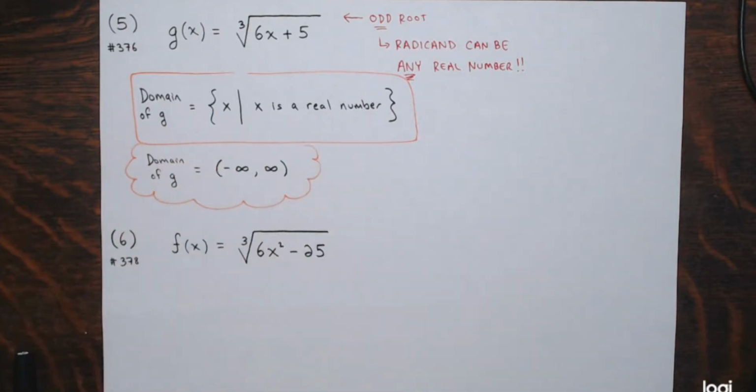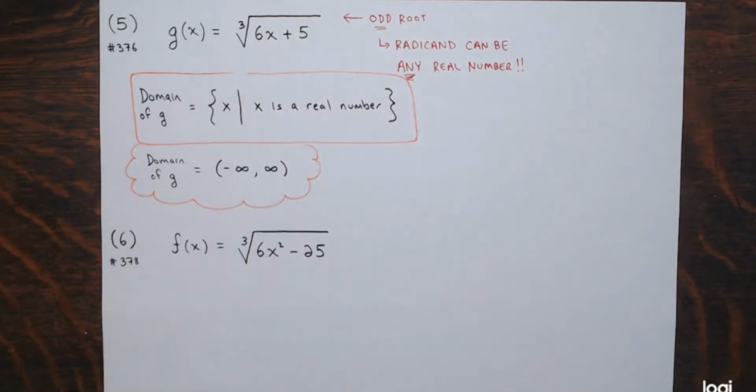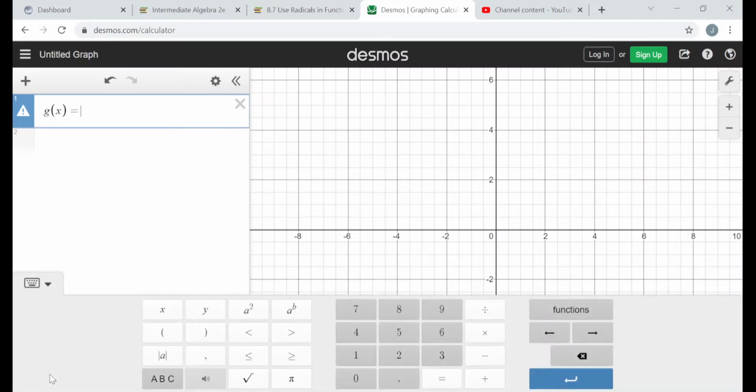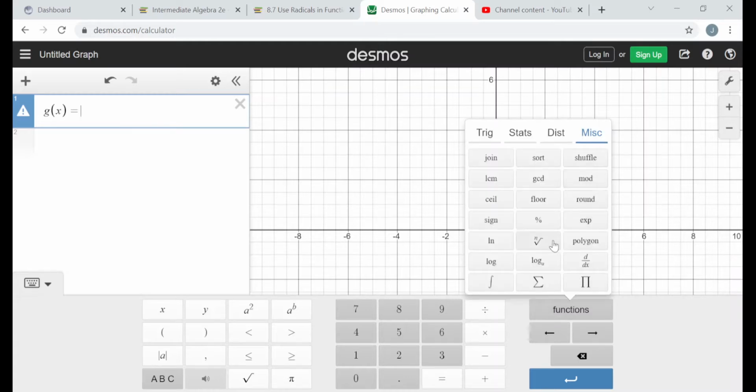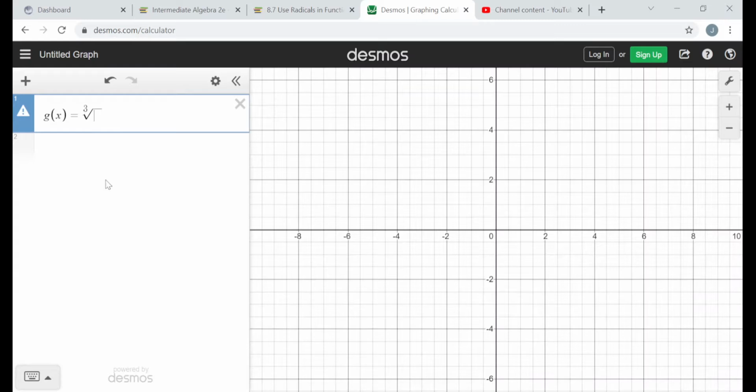Okay, great. And once again, I'll go to the Desmos site. We'll enter this function. All right, so g of x equals, now if you want to enter the cube root symbol, you have to bring up this keypad, go over to functions and miscellaneous functions, and then they have the nth root here, and then you have to enter the index of 3. Let me get rid of the keypad now. So there's the cube root of 6x plus 5.